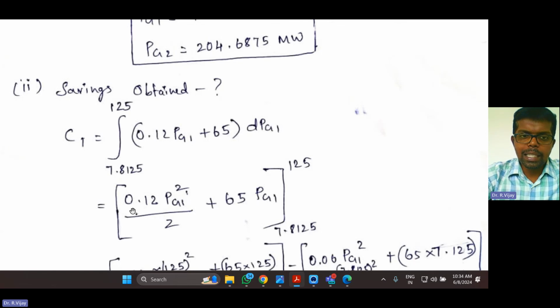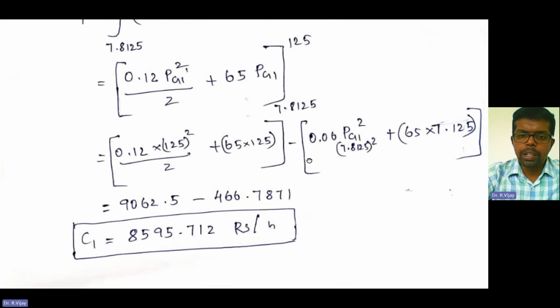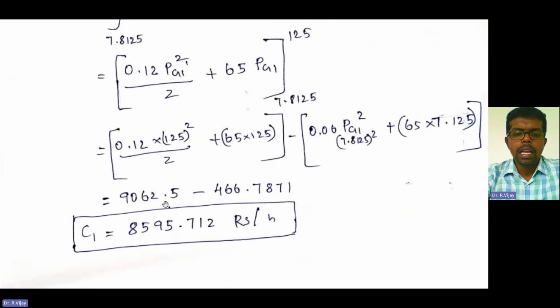While integrating, this will become 0.12 PG1 square divided by 2 plus 65 into PG1. We substitute the upper limit and the lower limit, and you will get the answer as 9062.5 minus 466.787. Subtracting, you will get 8595.712 rupees per hour. That is the cost C1, cost function 1. C1 is equal to 8595.712 rupees per hour. Tell me in the comments whether you got the same answer or not.